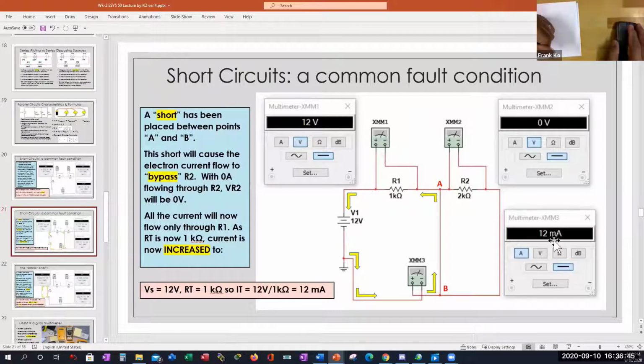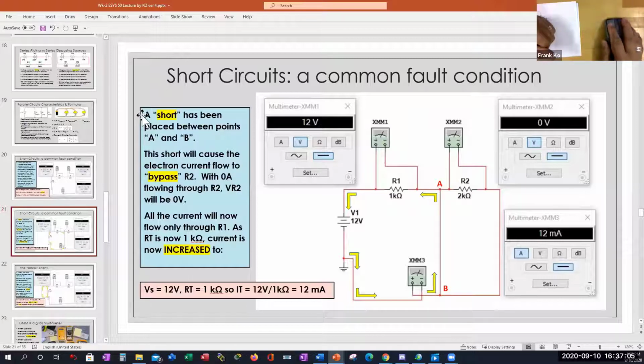So the current went up, the current increased. Everybody see that? If the current increased, that's not good for us, because if we have an increase of current, our wire is going to get hot, our component's going to get hot, something might burn out. That's really not good if a short circuit happens.